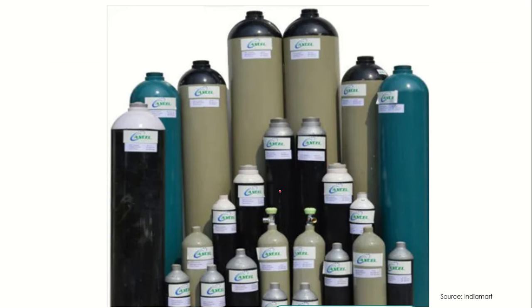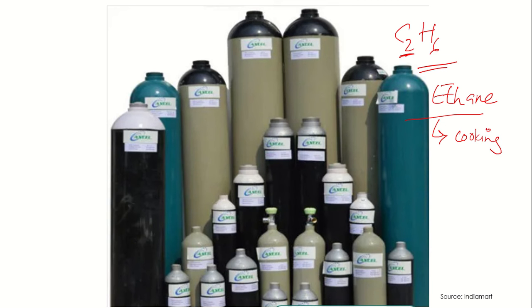Now this is a gas, and the name of the gas you could guess from this molecular formula, C2H6. So it is ethane. Ethane is a gas which has multiple uses. It can be used for cooking, heating purposes, also cutting metal, and also welding metals.